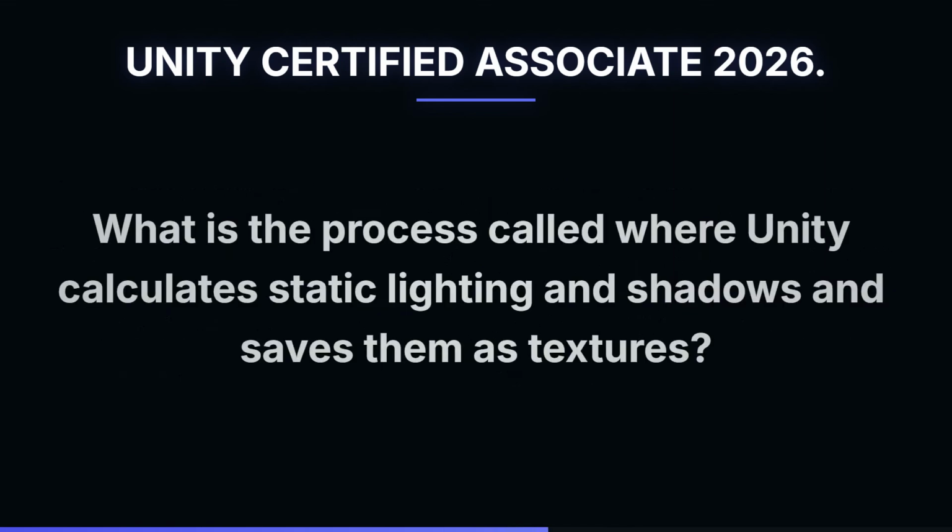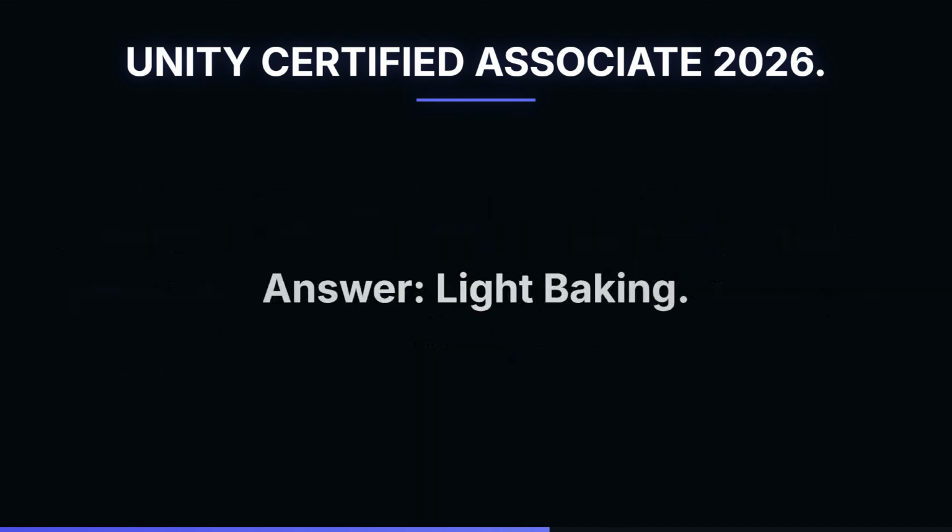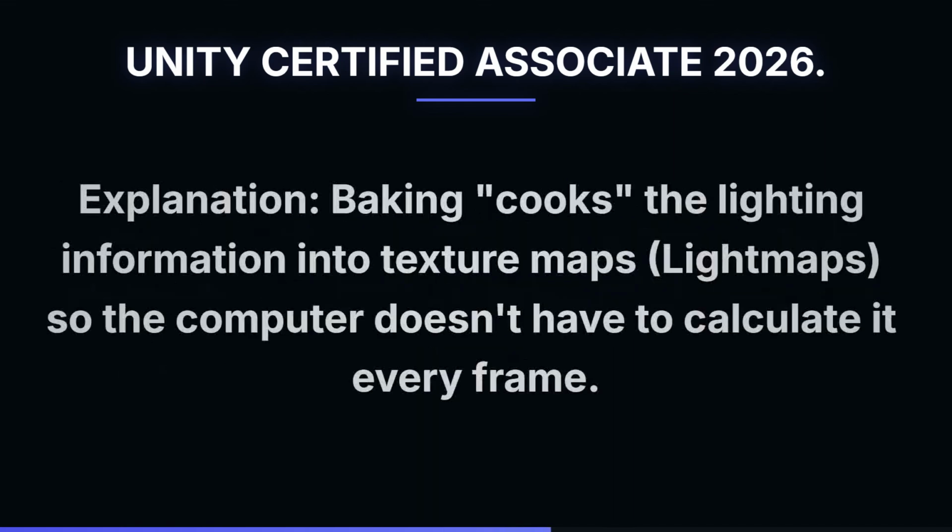3. What is the process called where Unity calculates static lighting and shadows and saves them as textures? Answer: light baking. Explanation: baking cooks the lighting information into texture maps, light maps, so the computer doesn't have to calculate it every frame.